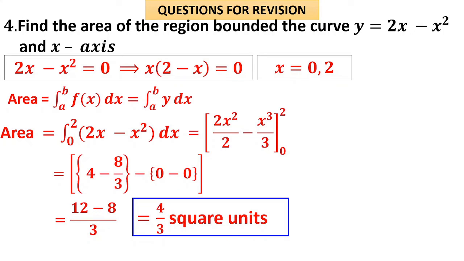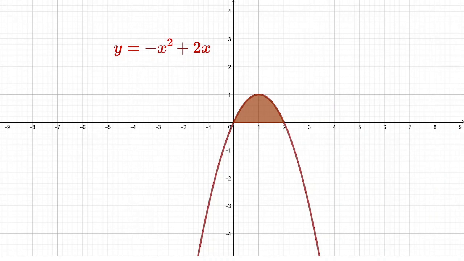Here what is the difference? Here you have been simply given the area bounded by the curve and the x-axis, and we have to get the value of from what to what. Let us see its diagram. This is the diagram. It is a downward parabola where from 0 to 2, the area bounded by the x-axis in the first quadrant is 4 by 3 square units.